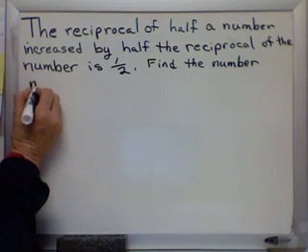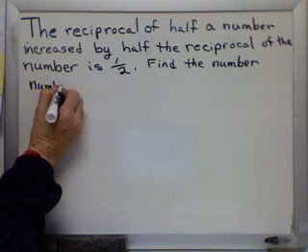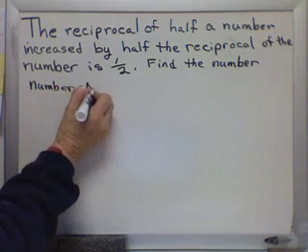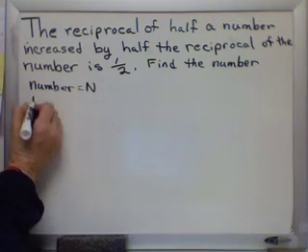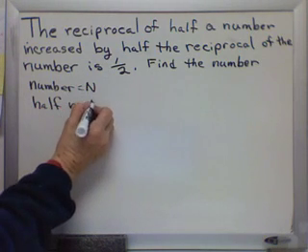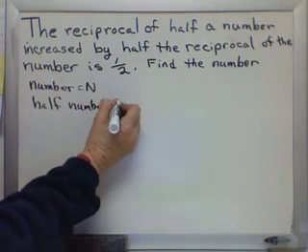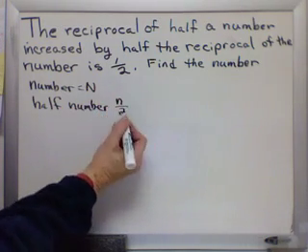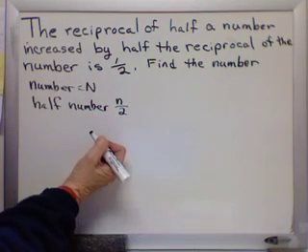So first of all, start off with the number. And what is it? We'll let it be n. All right, half the number. What do you think that would be? N over 2. You could say 1/2 n, but it's easier if you use n over 2.